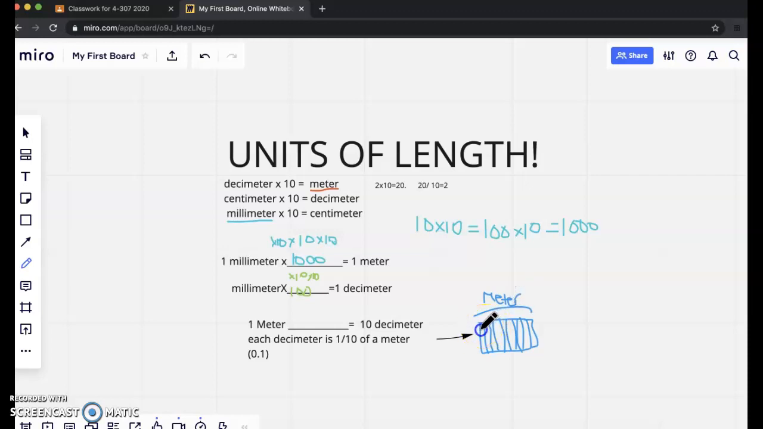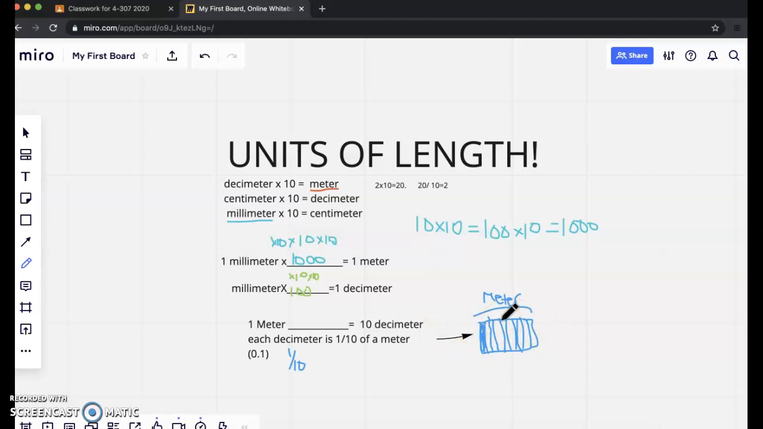And this little colored-in section here is a decimeter. That's how small a decimeter is in comparison to the meter. So it's 1/10 the size. It's 1 out of 10. All right, that's how small it would be.